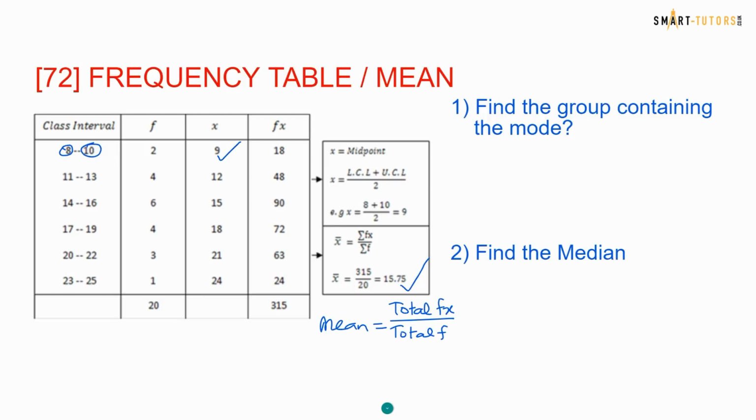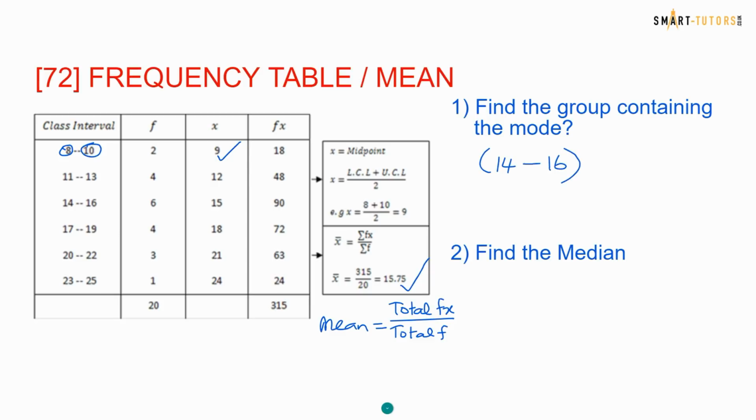First one, find the group containing the mode. The group containing the mode is the most frequent one; 6 is the highest number in the frequency. So the mode group is going to be 14 to 16.